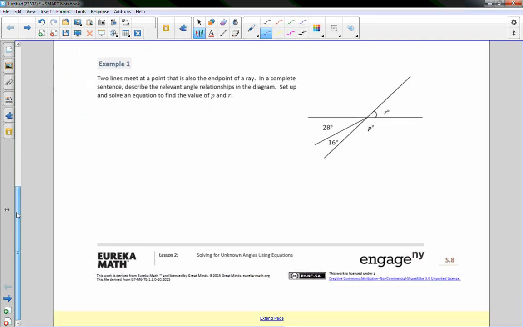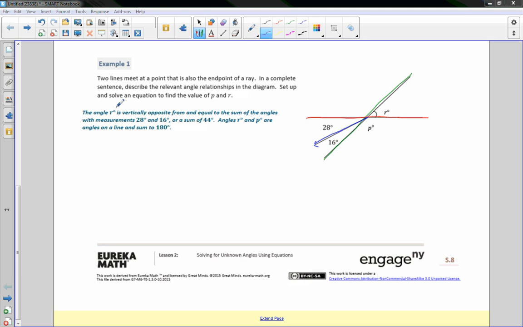Okay, example 1. Two lines meet at a point. Here's a line. Here's a line. That is also an endpoint of a ray. So at that point, there is a ray coming out right here. That is a ray. Okay, so we have the red line, we have the green line intersecting, and from that vertex, we have a ray coming out of it. In a complete sentence, describe the relevant angle relationships in the diagram. Set up and solve an equation to find the value of P and R.